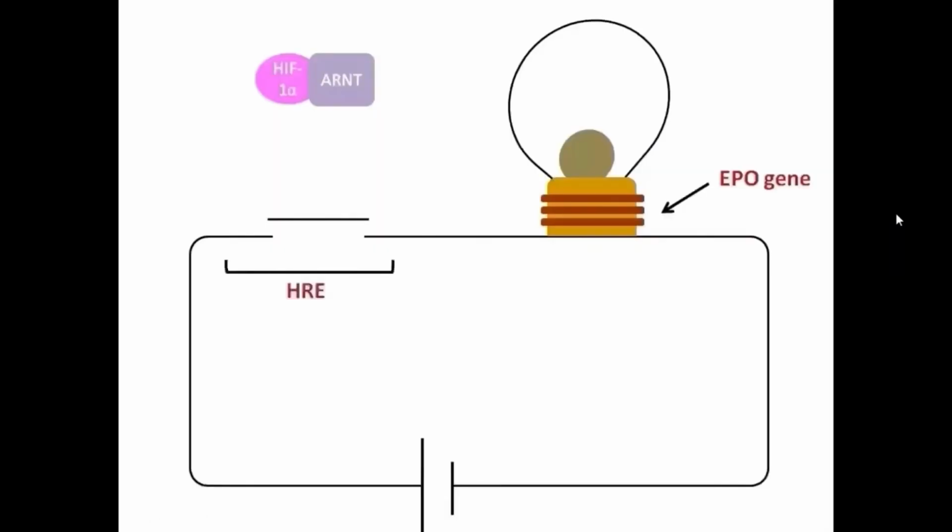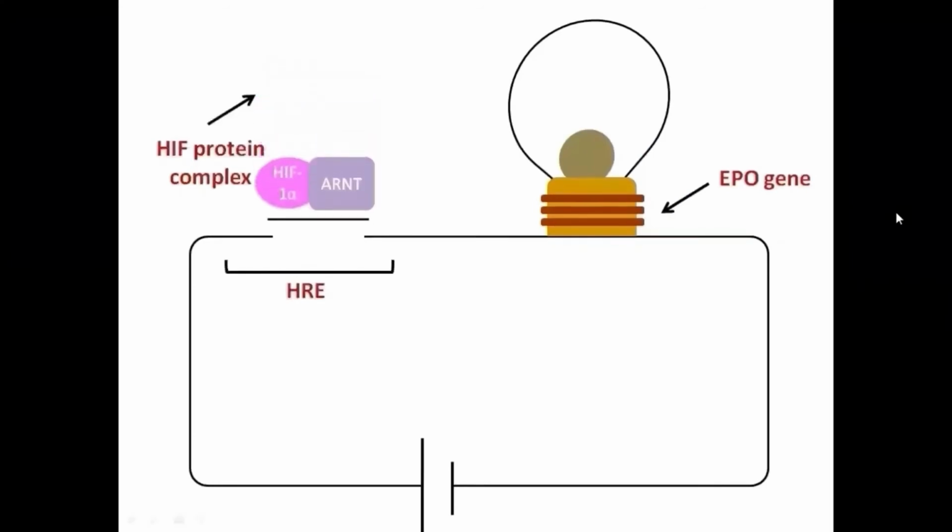We talked about switches, remember? We can compare the bulb to the EPO gene and the switch area to HRE. When the HIF protein complex comes and pushes the switch, it kind of closes the circuit and like this bulb, the EPO gene is turned on.